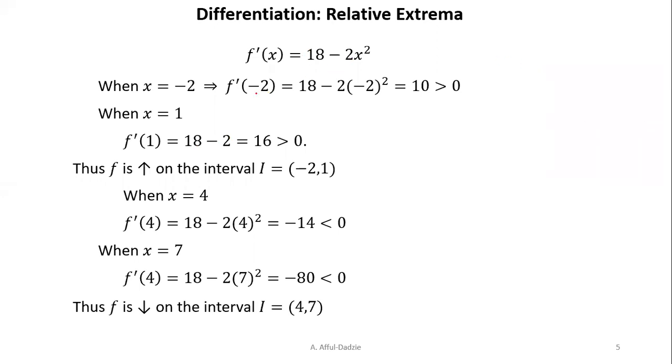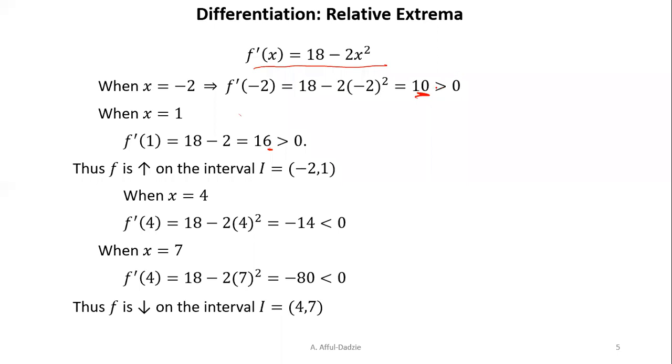Okay, so now we have our first derivative. We have taken the derivative of the function and we have 18 minus 2x squared. Now we want to evaluate it along the points of that interval, minus 2 and 1. So first we substitute minus 2 into this expression and we have 10. Then we substitute positive 1 into the expression and we have 16.